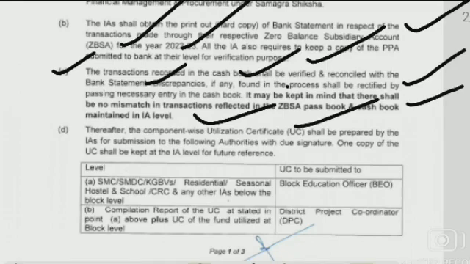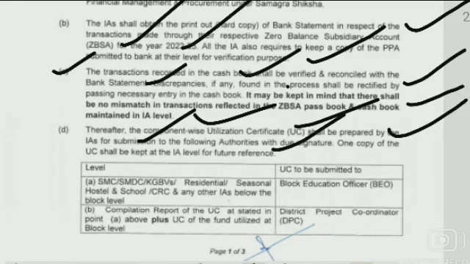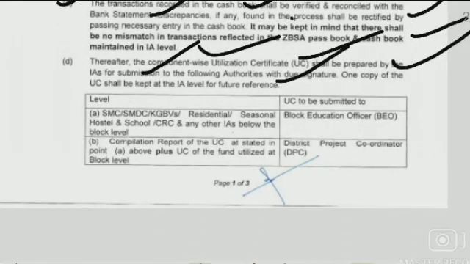Thereafter, the component-wise utilization certificate shall be prepared by the IA for submission to the following authorities. With due signature, one copy of the UC shall be kept at the IA level for further reference. So you have to prepare the UC of every component. What was the limit grant and how much you have spent, you have to prepare the UC. You can also watch the UC submission video on this channel. You can understand every procedure, how to submit, how to prepare the UC.